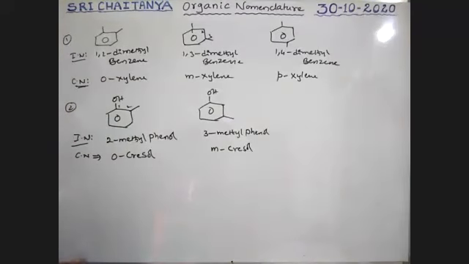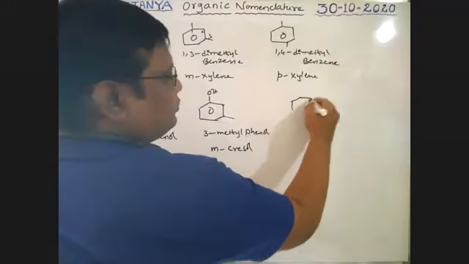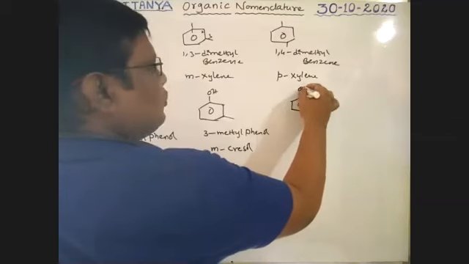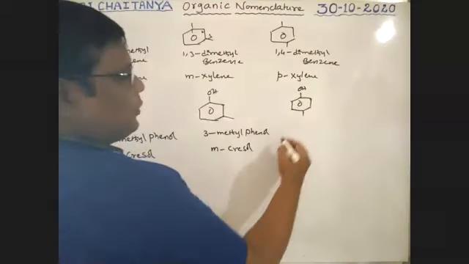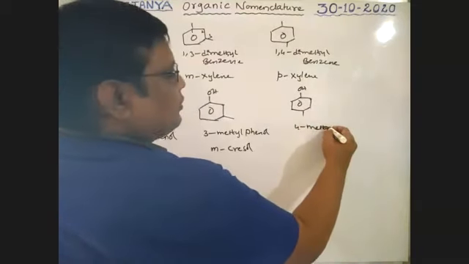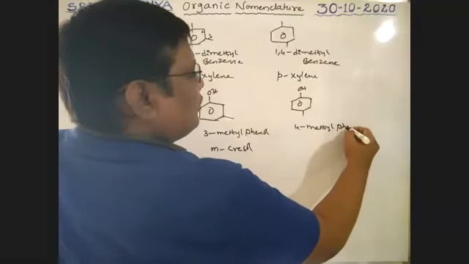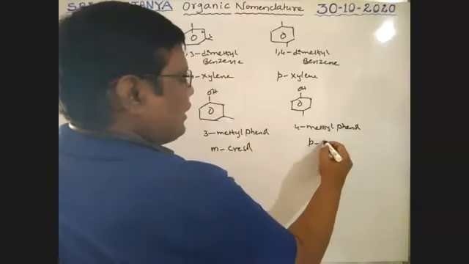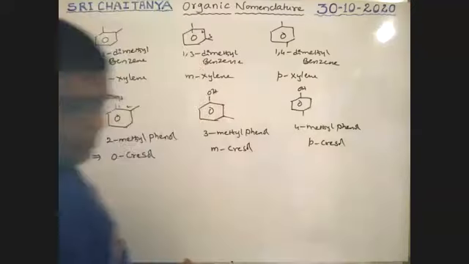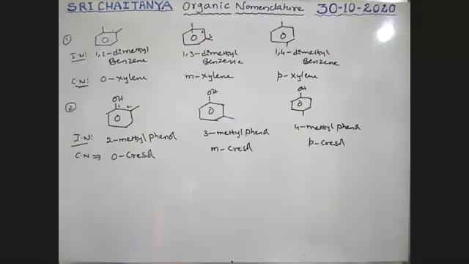Metacresol. Okay. Now OH and the methyl group at position 4: 4-methylphenol. It is paracresol. Paracresol. Okay.